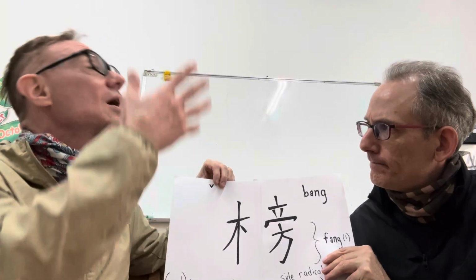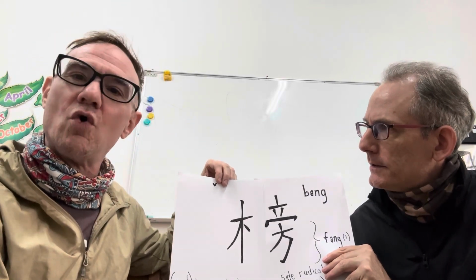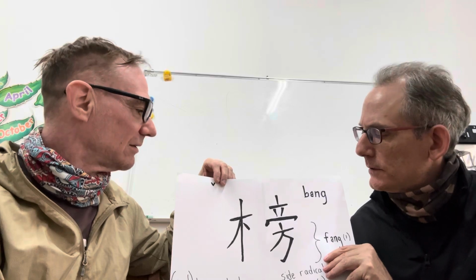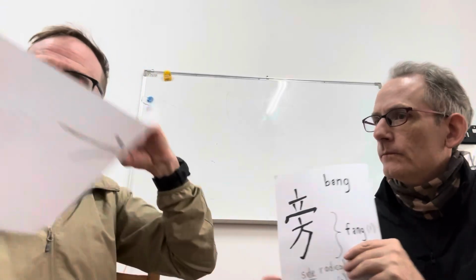So we can look up to a role model. Yes, we can look up to a tree, and we can look up figuratively to our role models. How about that? That's good. So we call this bǎng, right?